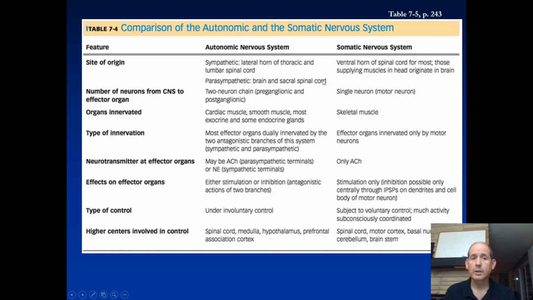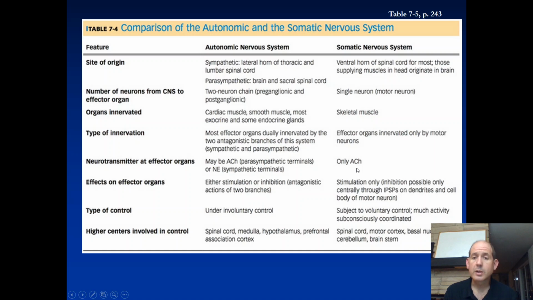And comparing the autonomic and somatic nervous systems, both branches of the efferent division: ventral versus lateral horn, we have lumbar and thoracic, cranial and sacral, but here we're going to have all throughout the spinal cord. Here we're going to have a single neuron rather than a 2-neuron chain, pre- and postganglionic, and the effectors are involuntarily controlled glands versus skeletal muscle. Now, the effector organs are going to be innervated by motor neurons, whereas we might have both branches in some cases of the autonomic nervous system.